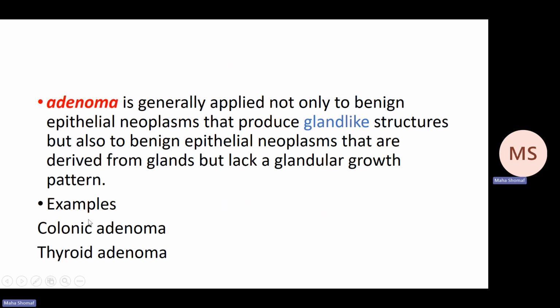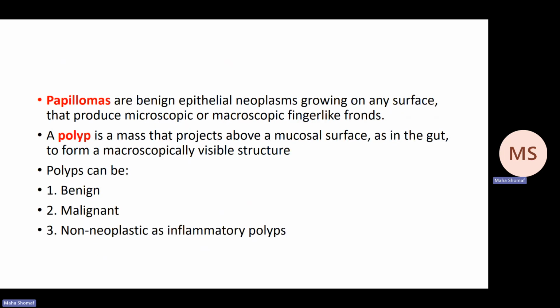glandular architecture. For example, colonic adenoma is a benign tumor that arises from the colonic mucosa. Usually colonic adenomas form glandular structures, and also thyroid adenoma is a benign tumor arising from thyroid tissue. However, thyroid adenomas do not produce glands. They are composed of a collection of cells that function as thyroid follicular cells.